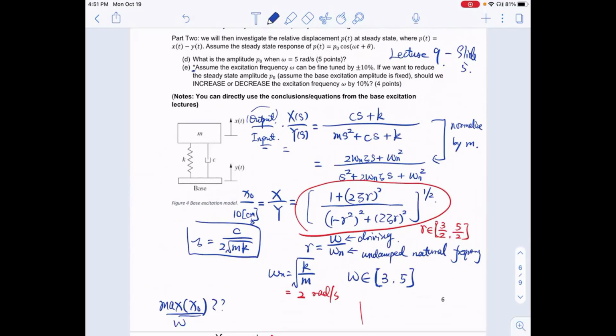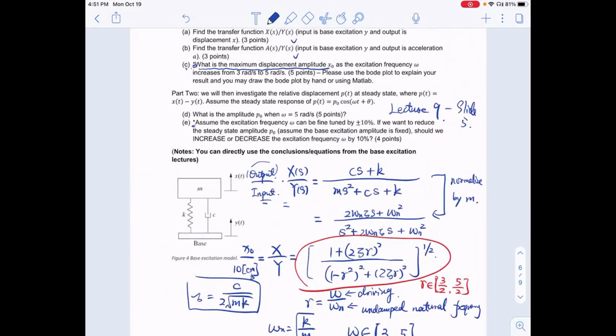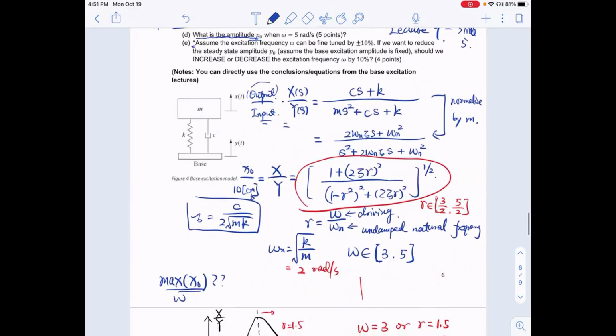They're actually very similar to part C, but we need to look at the problem description again. Here, the output is no longer X naught. We care about P naught. We want to analyze the steady state response for P. So what is P? P is a relative displacement, so it's the difference between X and Y. In class, we don't use P, we use Z. If you find Z, then it's what you're more familiar with.